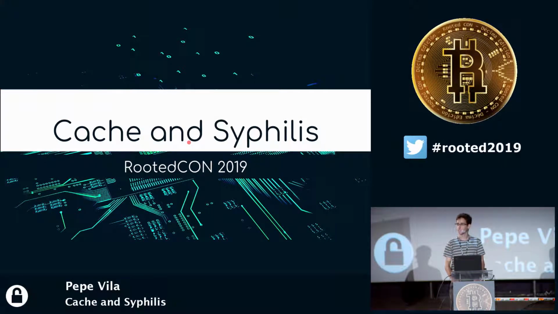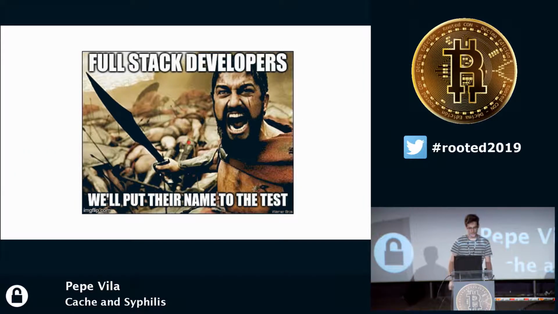We'd like to thank Rooted, and we're going to talk about cache memory and syphilis. Did you think it was the name of a tool, syphilis? No, no, no. We're going to talk about the disease. Nietzsche died of the disease. This is a disclaimer of the presentation.